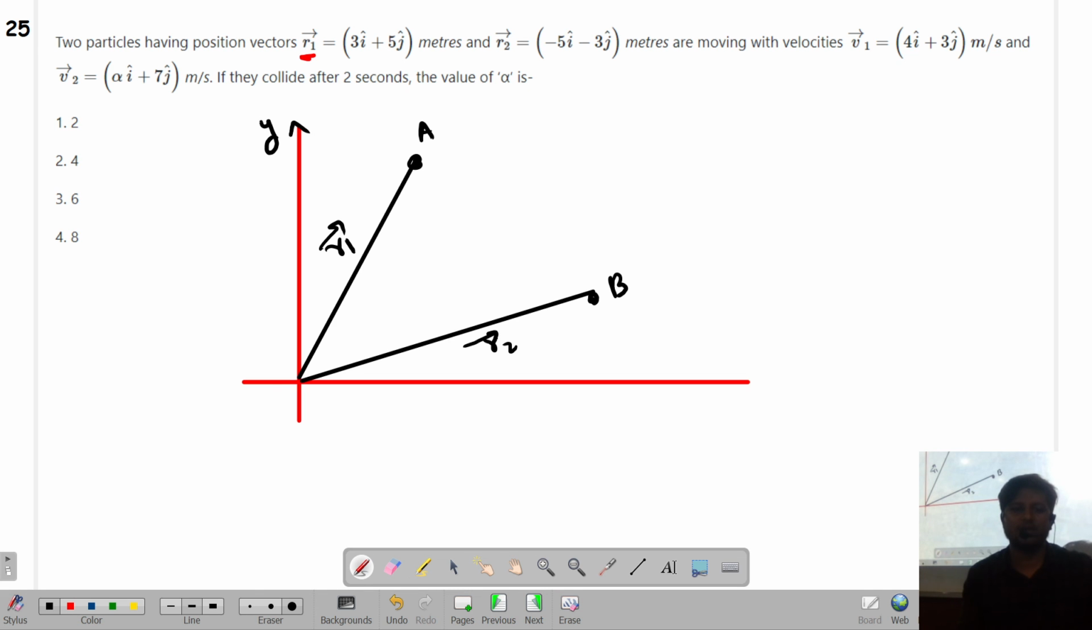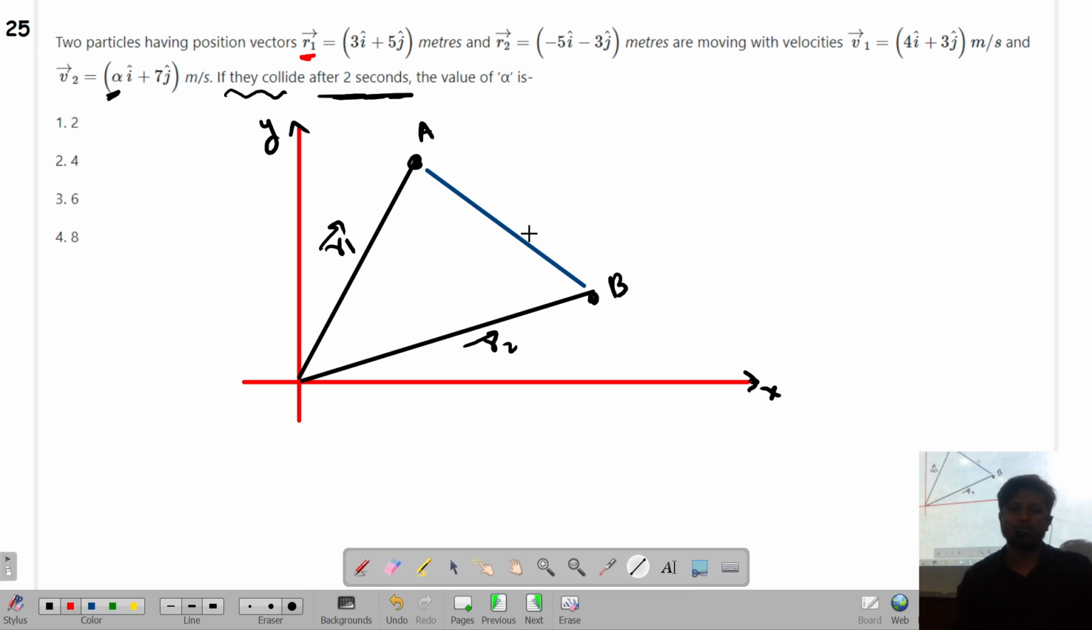Y, X. Now look over here. What is the question saying? If they collide after 2 seconds, what you have to calculate is the velocity vector. Now, if they want to collide, let's suppose I draw the displacement vector over here. They should travel along this displacement vector, yes or no?